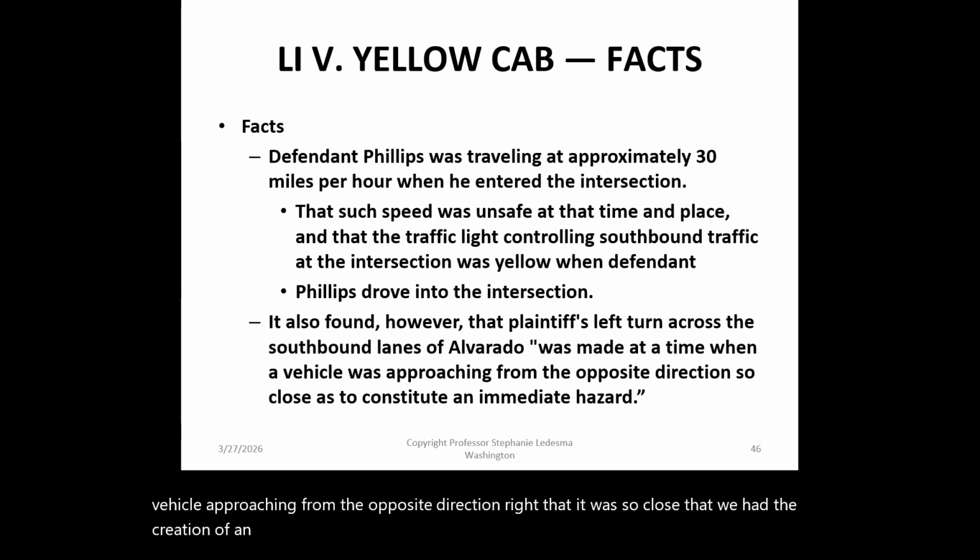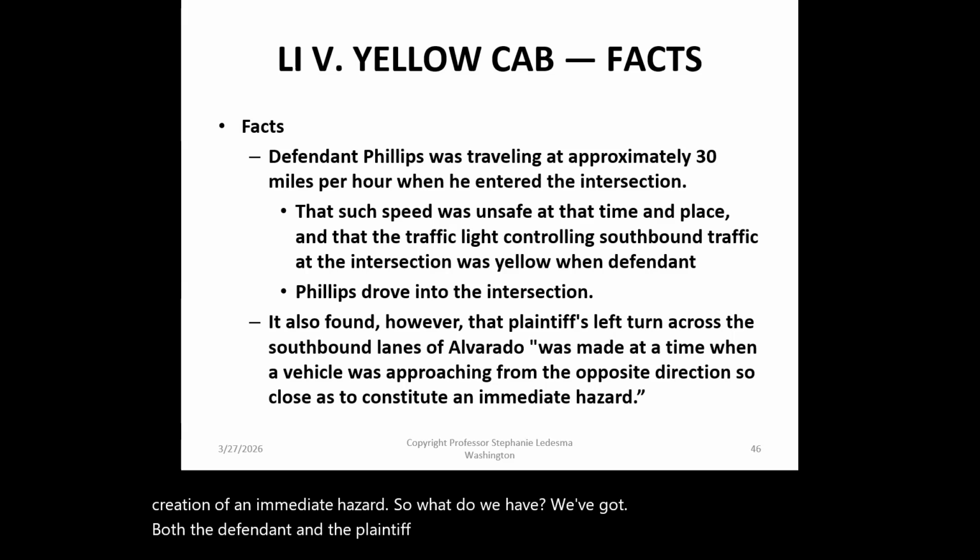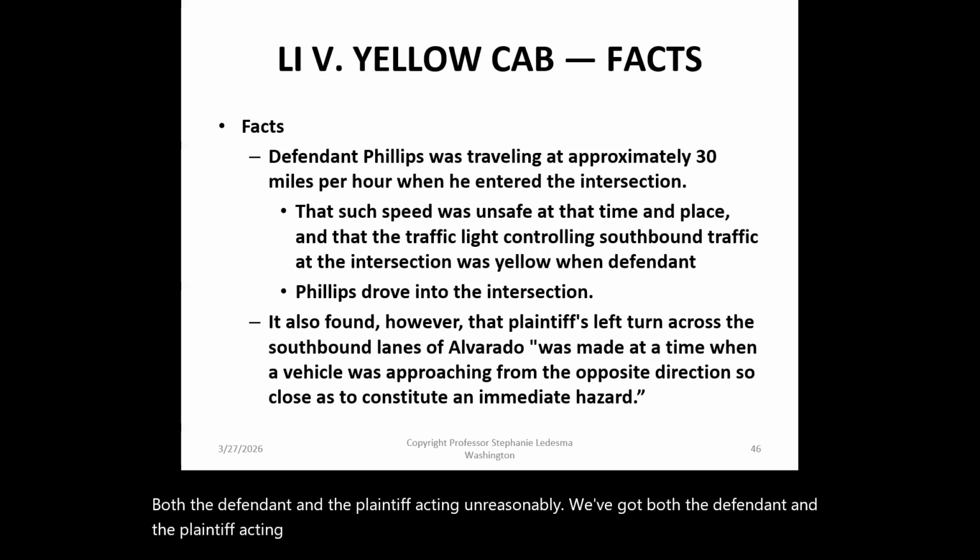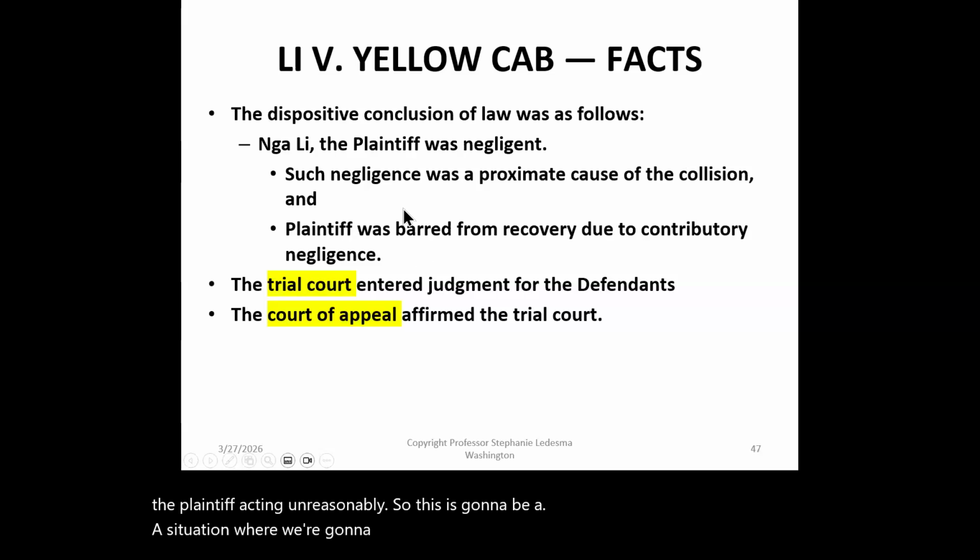So what do we have? We've got both the defendant and the plaintiff acting unreasonably. So this is going to be a situation where we're going to have comparative negligence.